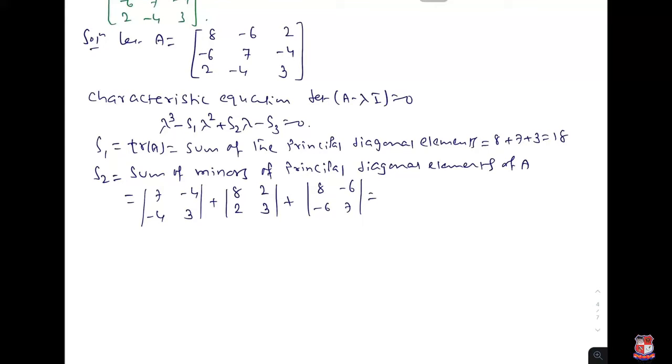And that is equal to, this one is 21 minus 16. Then this one is 24 minus 4. This one is 8 into 7, 56, minus 36. And so this is equal to 5 plus 20 plus 20, and so it is 45.